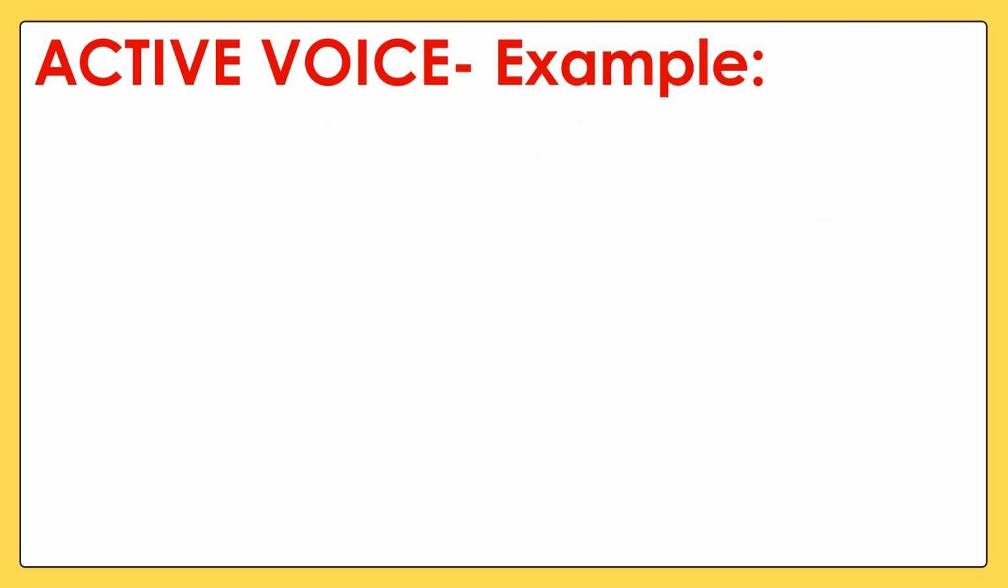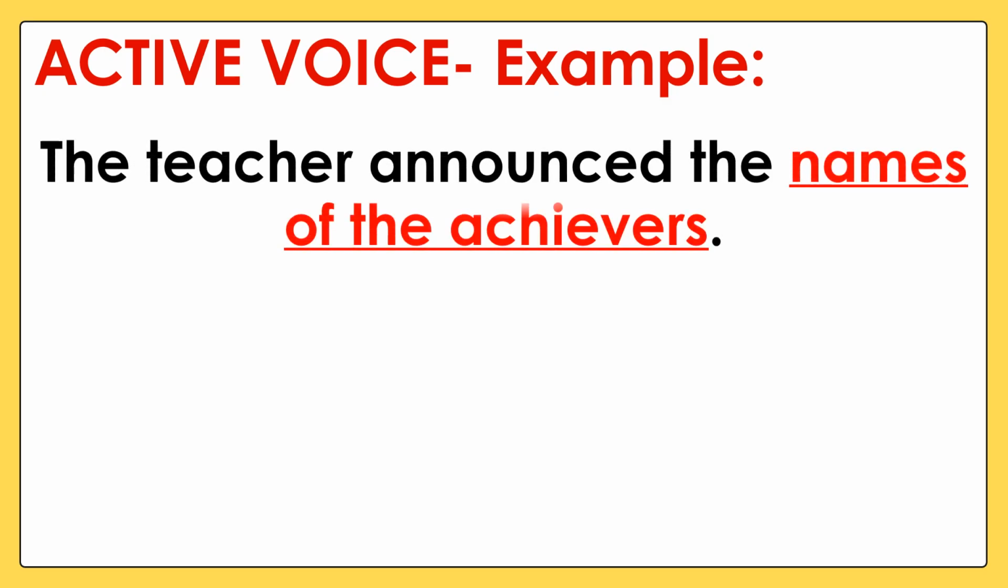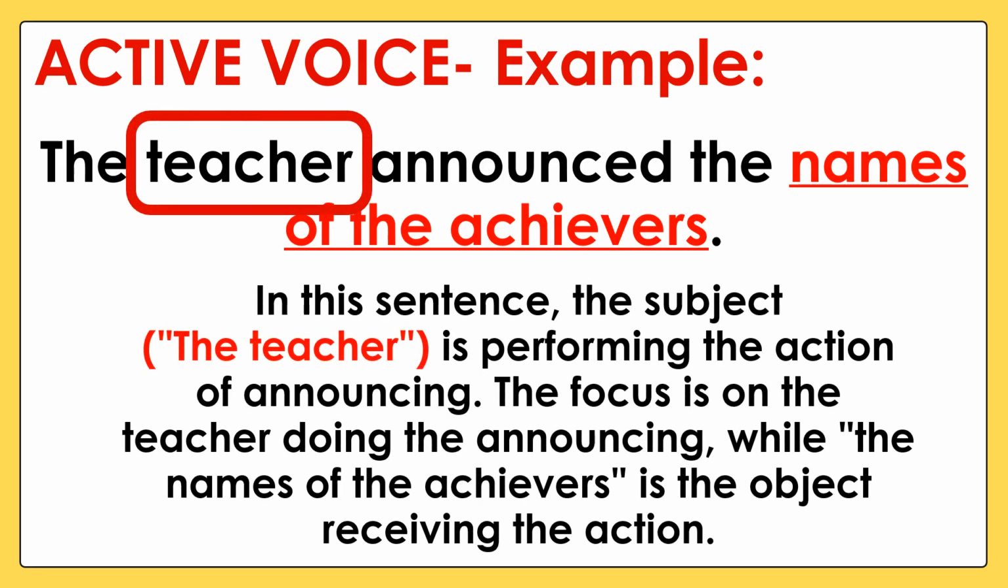Let's have the first example for active voice. Here's the sentence. The teacher announced the names of the achievers. In this sentence, the subject is the teacher, and the teacher is performing the action of announcing. The focus is on the teacher doing the announcing, while the names of the achievers is the object receiving the action.